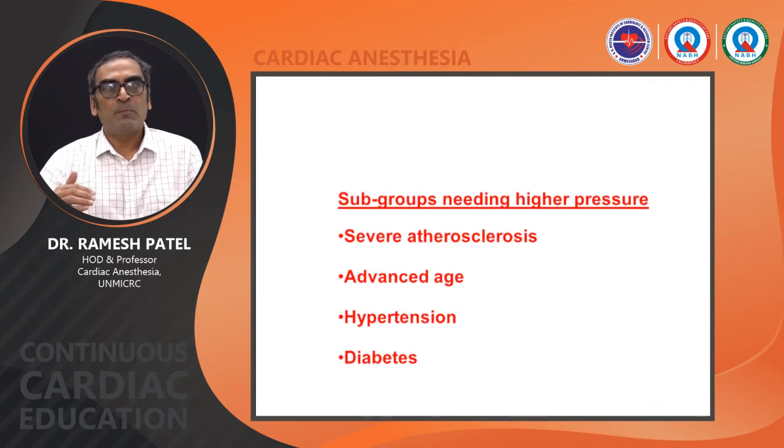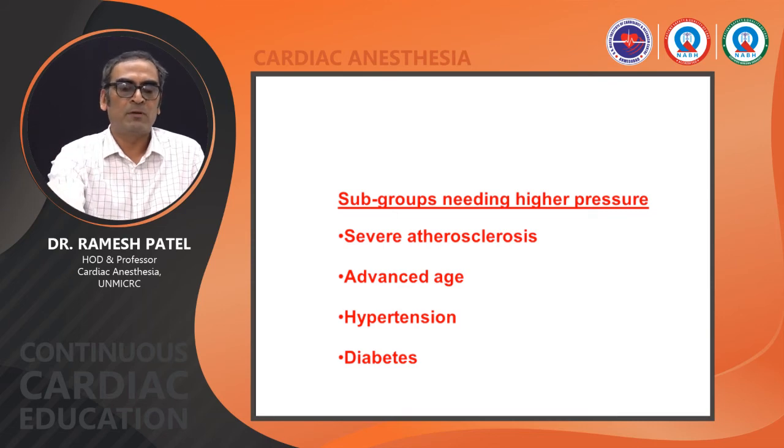And there is a subgroup of patients that need a somewhat higher mean arterial pressure, like severe atherosclerotic patients, advanced age, hypertension, or diabetic. These are the patients who require higher perfusion pressure.